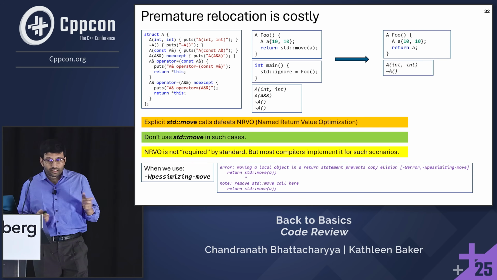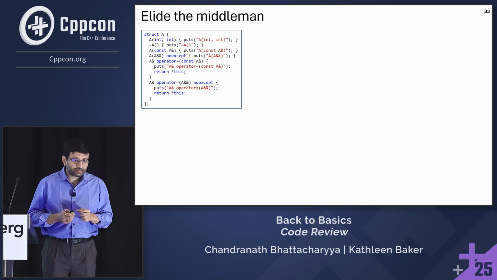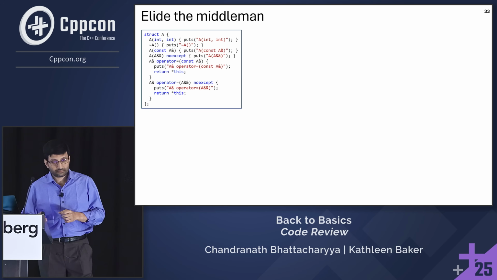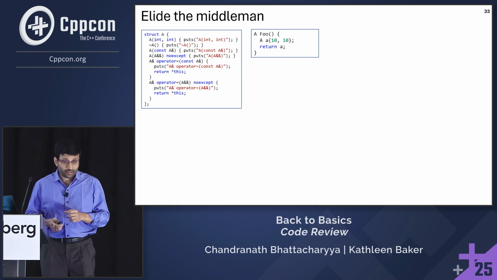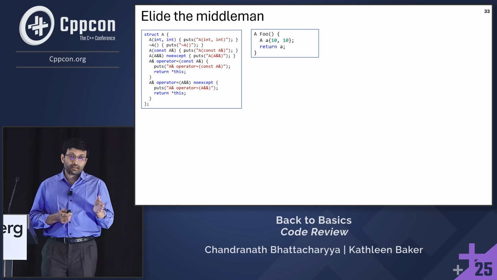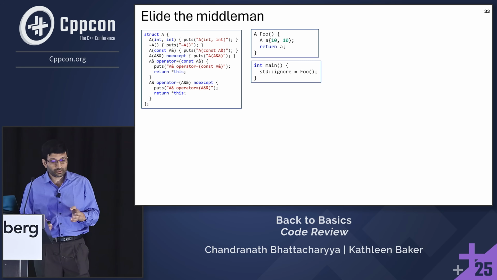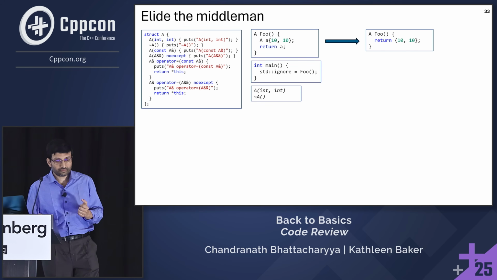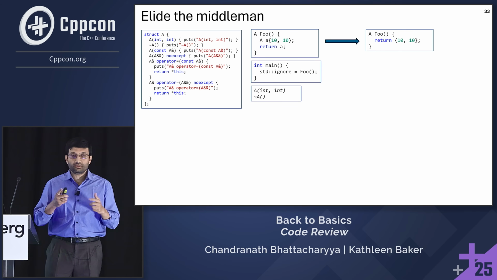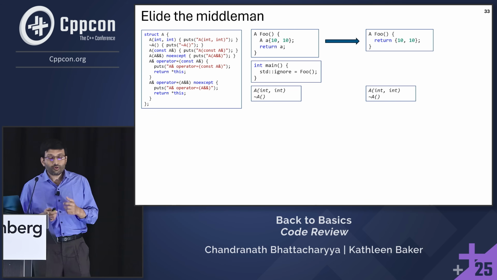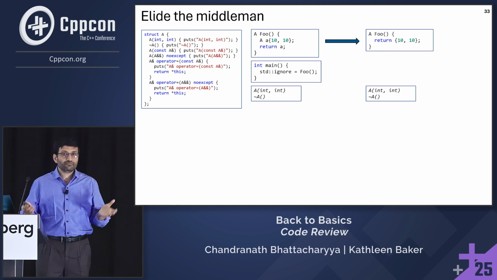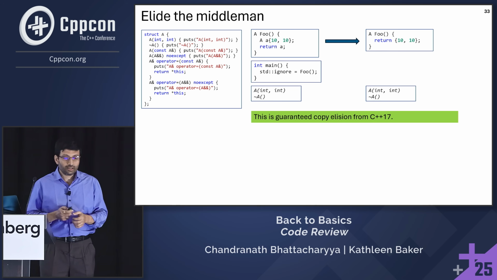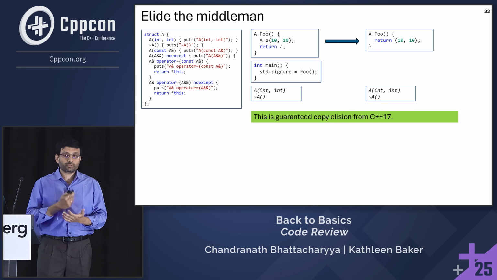Okay, next scenario, which is very much related to this: elide the middleman. Let's look at some code. This is the code that we saw on the last slide, which was supposed to give the correct output. How can this be made better? What if we remove the name of the type? We obviously get the same output, but it's definitely better because this is guaranteed copy elision with C++17.